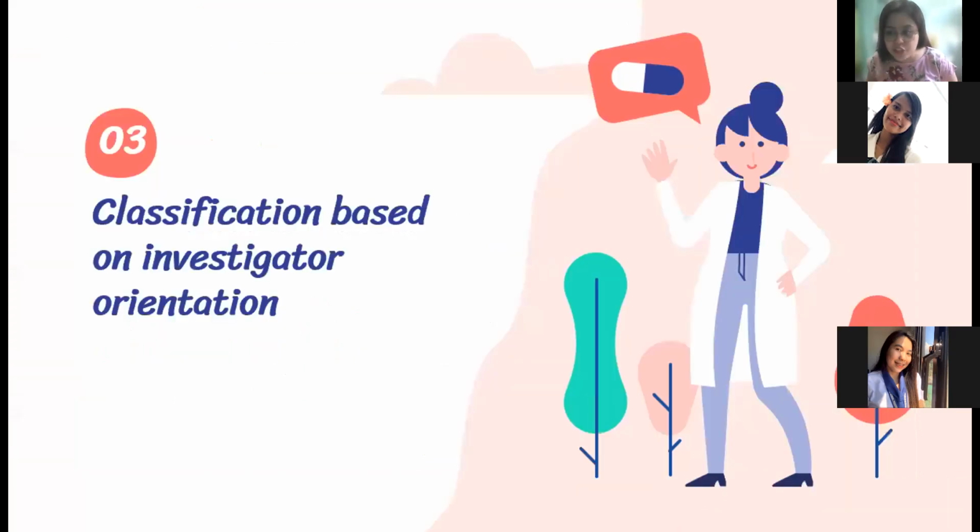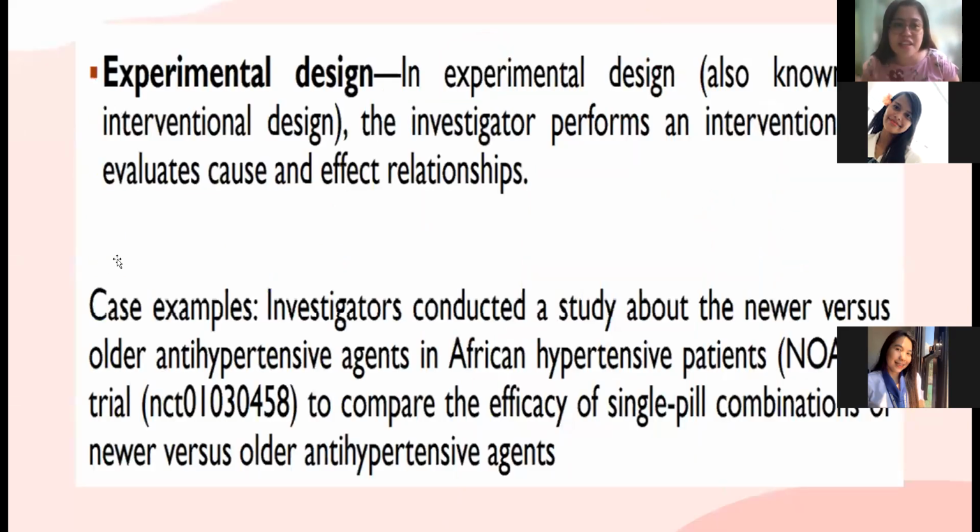So let us continue. We have here classification based on investigator orientation. Kagaya sa akin, ang orientation ko is since I'm on the pharmacy na field, I'm more on discovering drugs. So I'll have to do experimentation. That's my orientation. So syempre, the first design here under the based on investigator orientation is the experimental design.